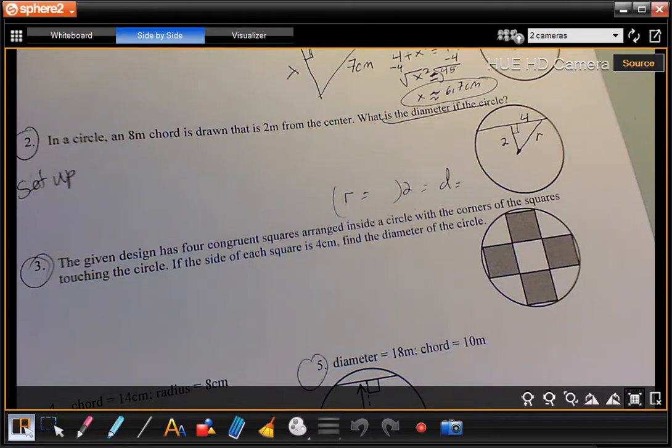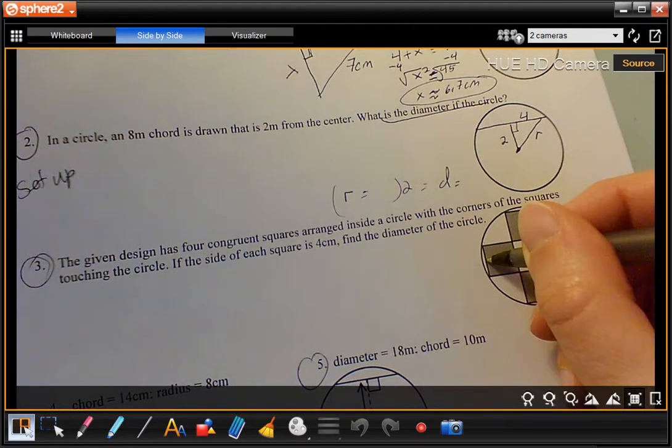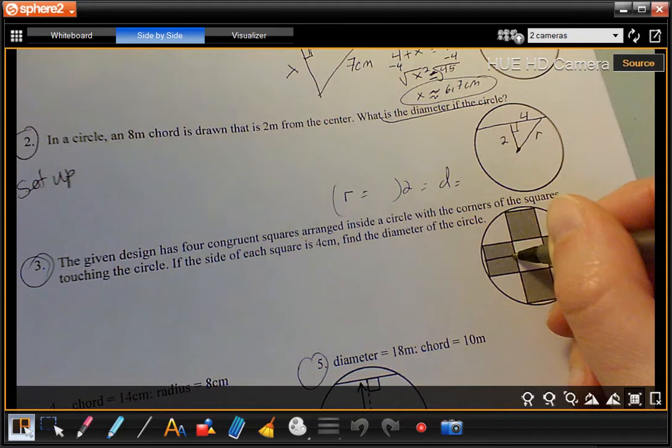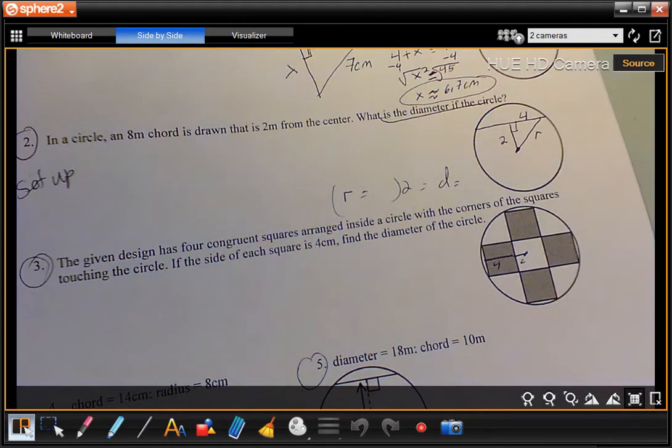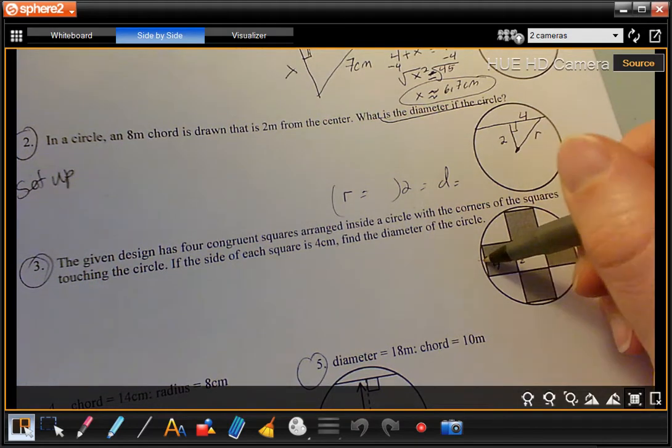If the sides of each square are 4 centimeters, find the diameter. Okay, so if I know the sides of them are 4, I know this is 4 right here. I know this is 2 right here. So I can kind of see that my radius for this is going to be 6. Or this length, excuse me, is going to be 6 right here.